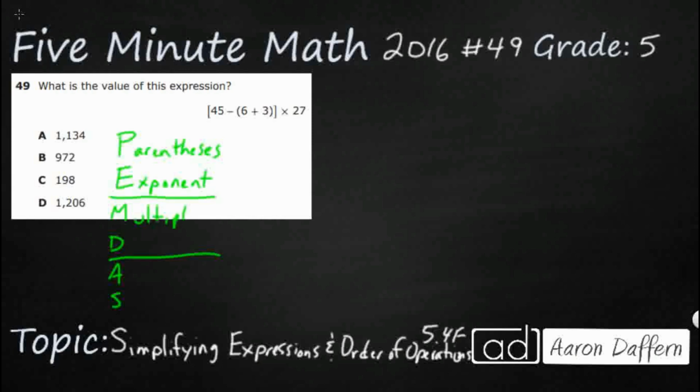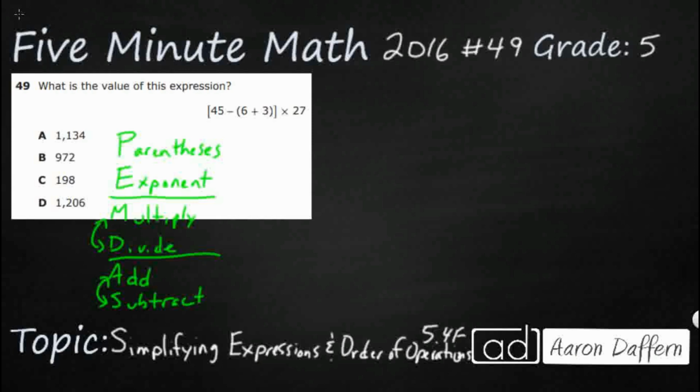Our next two, multiply and divide, those two are equal. Our inverse operations, which means you can do them in either order. They're on the same level there. Down at the bottom, very last thing we do are addition and subtraction. Those two are also on the same level. They are inverse operations, so you can do those in either order as you see them.